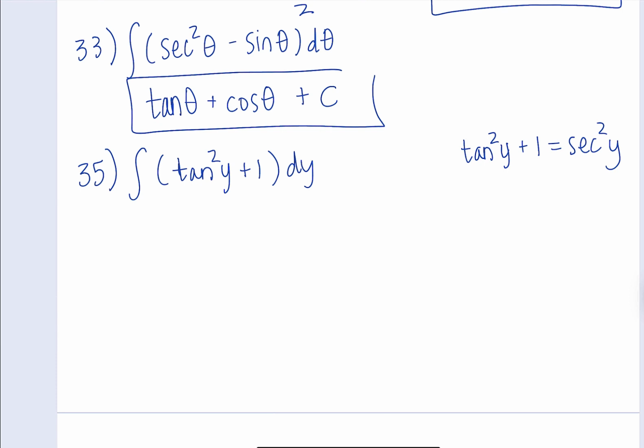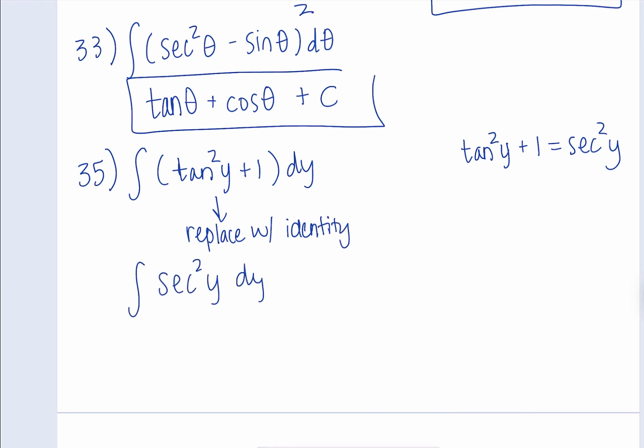And so we can actually replace with that identity, and you will have that formula sheet on your test. So we can replace that with secant squared y dy, and secant squared goes to tangent. And so that's where, using your trig identities, you'll sometimes have to use those in order to do our antiderivatives here.